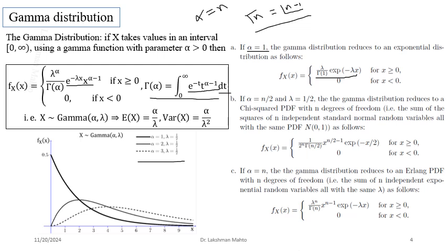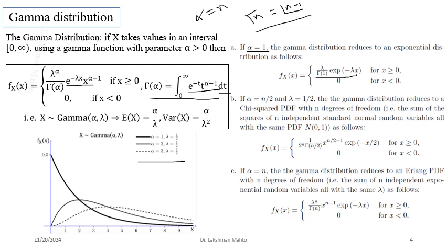Okay. So the gamma distribution actually reduces to what we call the chi square distribution. And the chi square distribution is generated from the normal distribution. Later we will see, if time permits. So what is the chi square distribution?